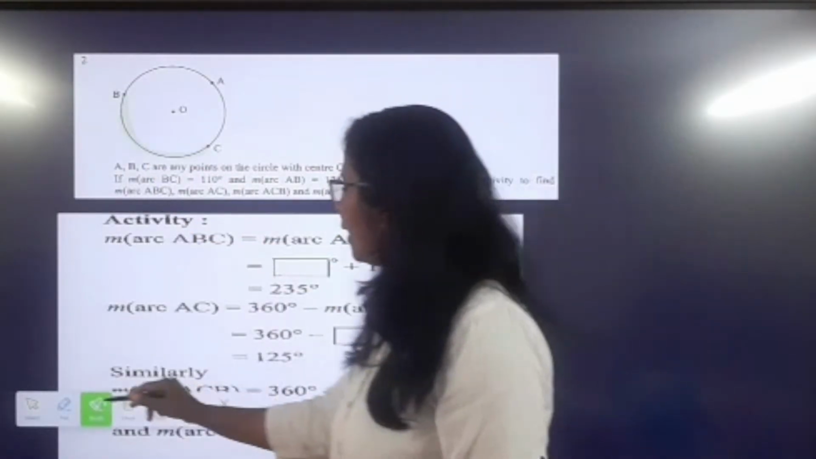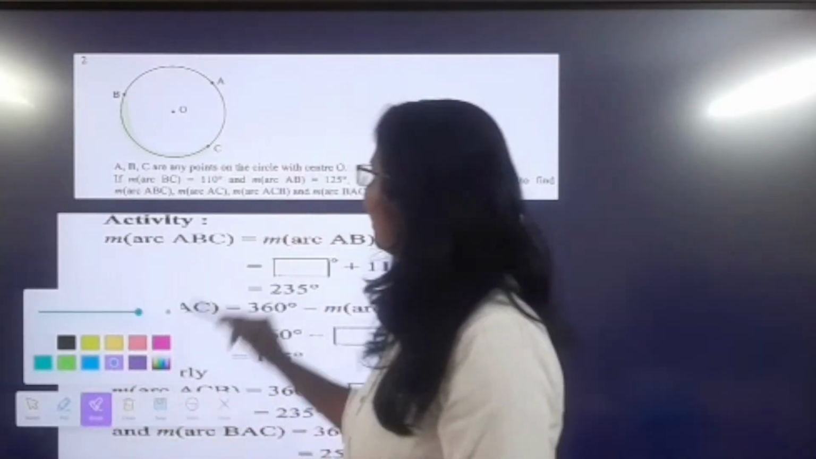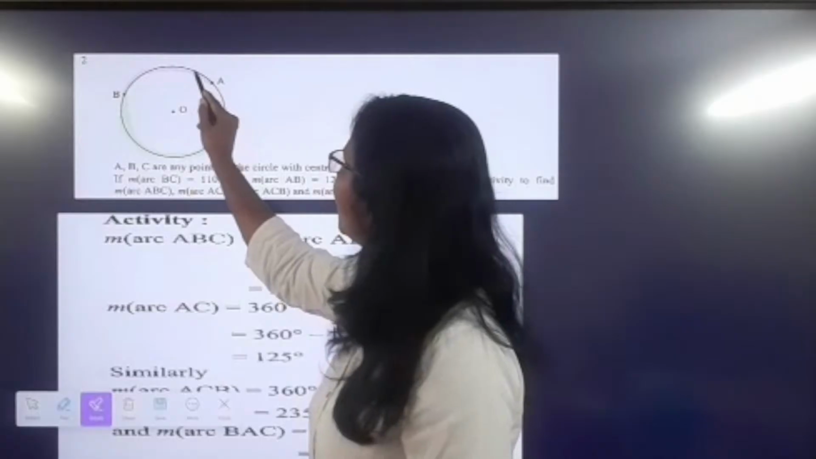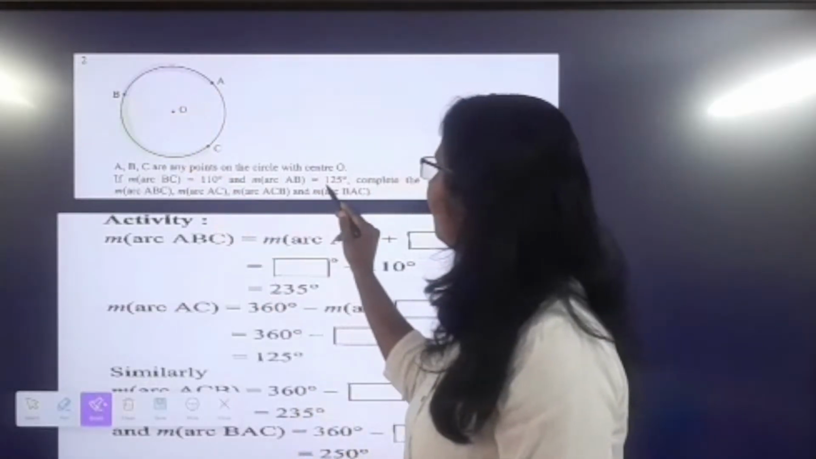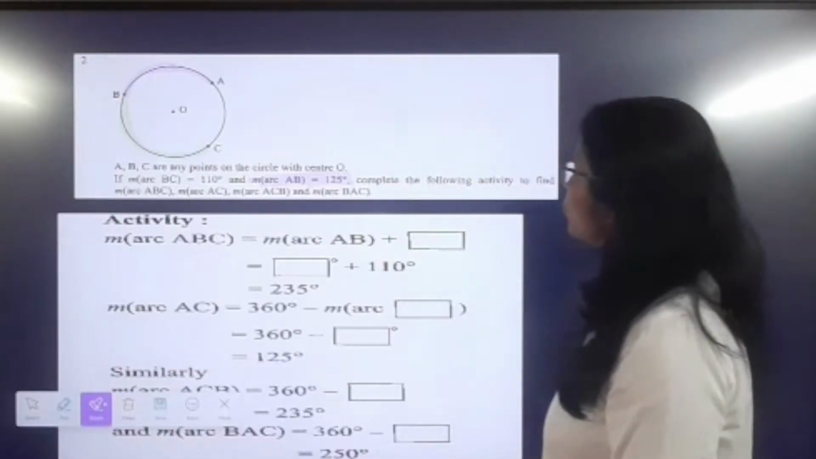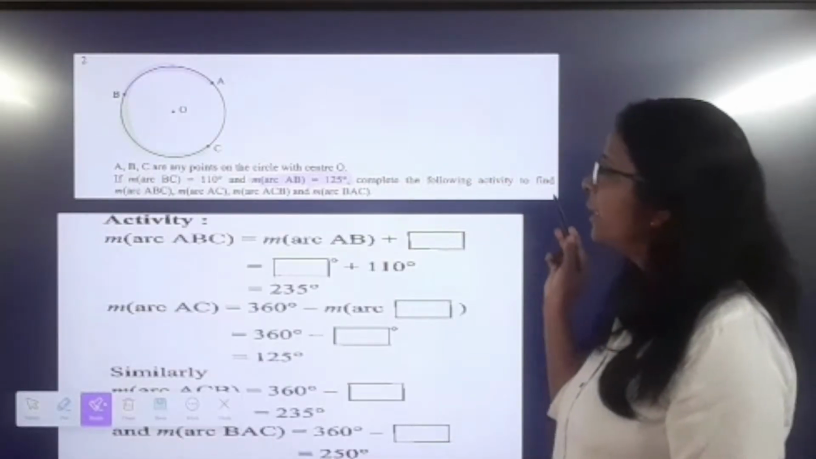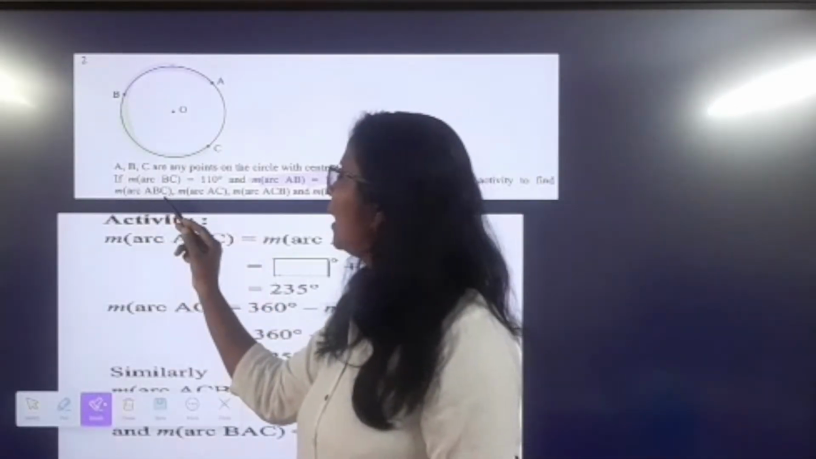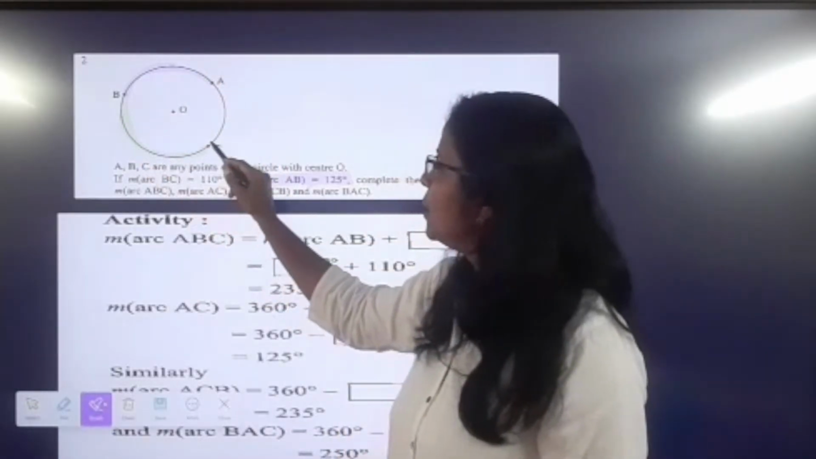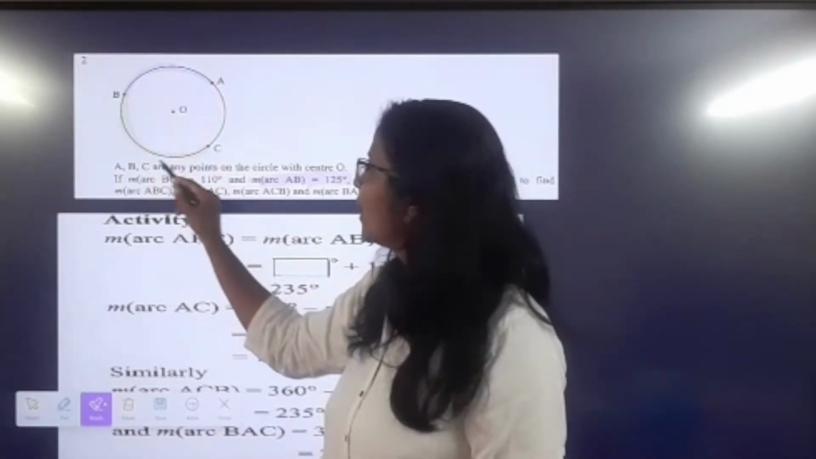Then major arc AB, students, see here, this major arc AB is equal to 125. Students, complete the following activity. Find major arc ABC. We have to find out the total ABC, this one, major arc ABC.